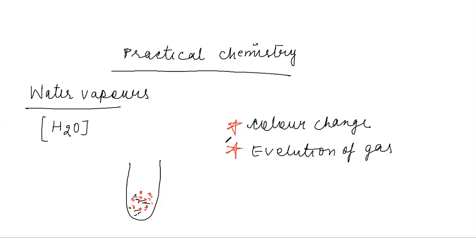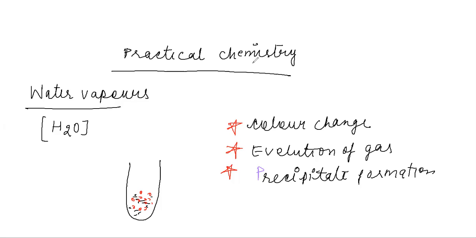Second observation is the evolution of the gas. Third observation is also very common, that is the formation of the precipitate. Your first and second group elements usually don't make a precipitate. They are soluble in water, and their salts are almost white, colorless. But the elements in your transition metal series usually form colored precipitates. They usually form colored compounds, right?